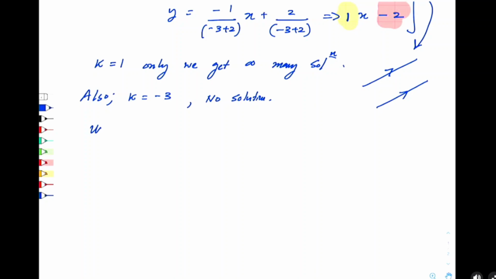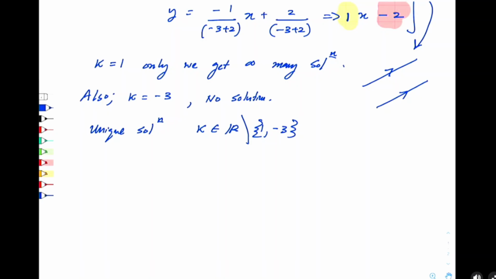Unique solution, right? So a unique solution is when k is any real value except 1 and minus 3. If k is equal to 1, infinitely many solutions. If k is equal to minus 3, you have no solutions. Those are precise numbers, right? Any other k value will give you unique solutions.